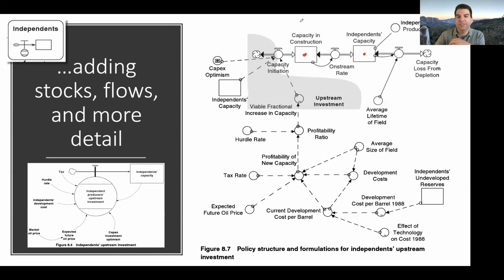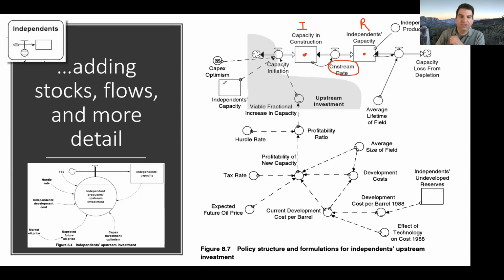So you can think of this as almost like the SIR model: this is like the infectious population, and this is like the recovered population. And this on-stream rate is kind of like the average time it takes for someone to recover from disease. So this capacity in construction is like an individual waiting to be ready to participate back in society. That's the kind of the model here. There are some other things that we'll talk about later, like the undeveloped reserves, and there are other stocks here as well that you could model.